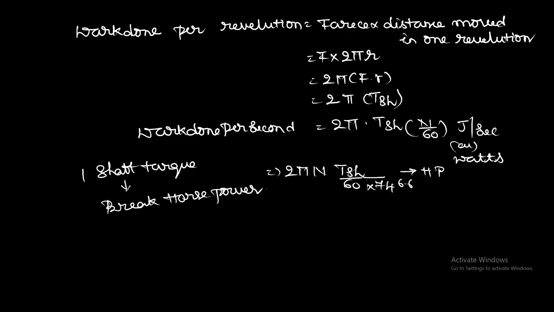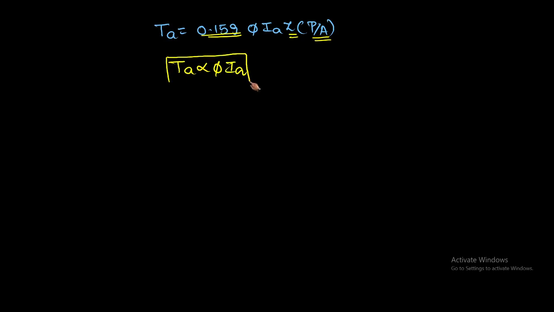If you observe the armature torque equation, there are some observations you have to note down. The armature torque is 0.159 phi into Ia into Z into P by A. This is the equation we got. Once the machine is designed, the number of conductors and P by A are constant, so the armature torque is proportional to phi into Ia. Very important equation while studying the characteristics of DC motors. So armature torque is proportional to the product of flux and armature current.